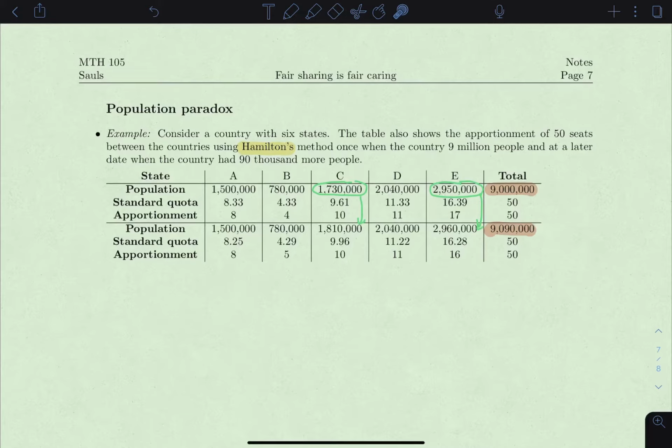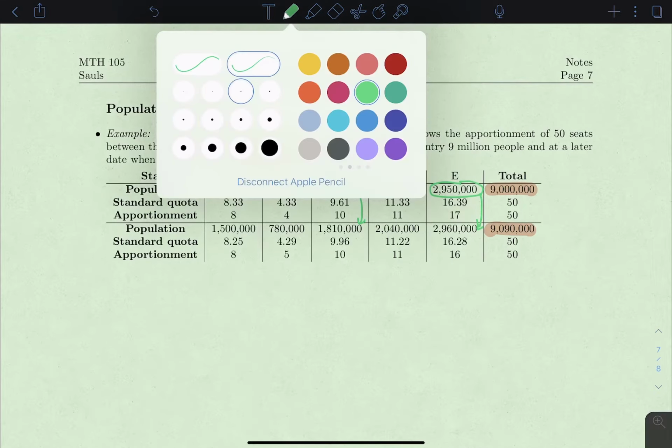This makes sense, that the standard quotas are changing for all the states even though the populations are not changing for all the states, because the standard divisor is changing. Remember that the standard divisor is the total population divided by the total number of seats being distributed, so that changes when the population changes. So each one of these populations is being divided by a different number, and that's why the standard quota can change even though the population stays the same. That's something to keep note of.